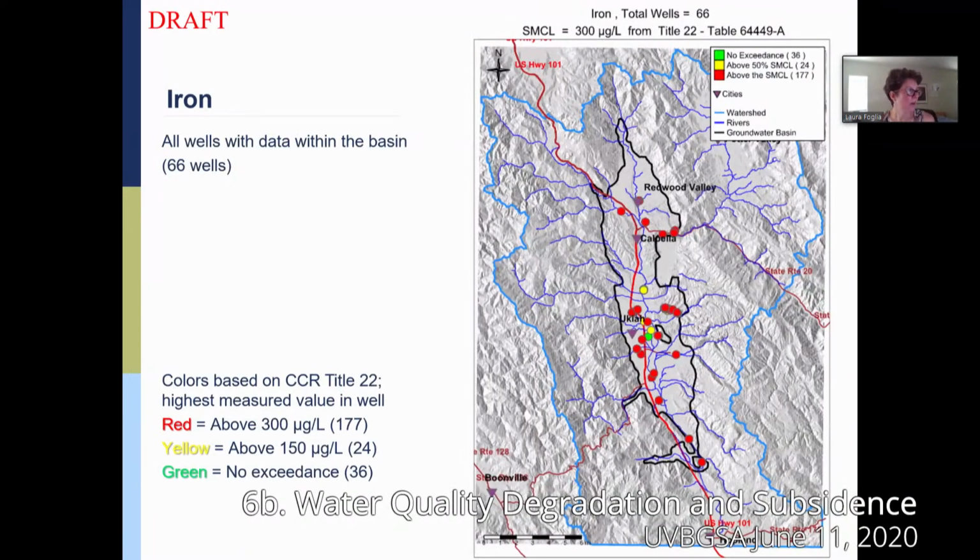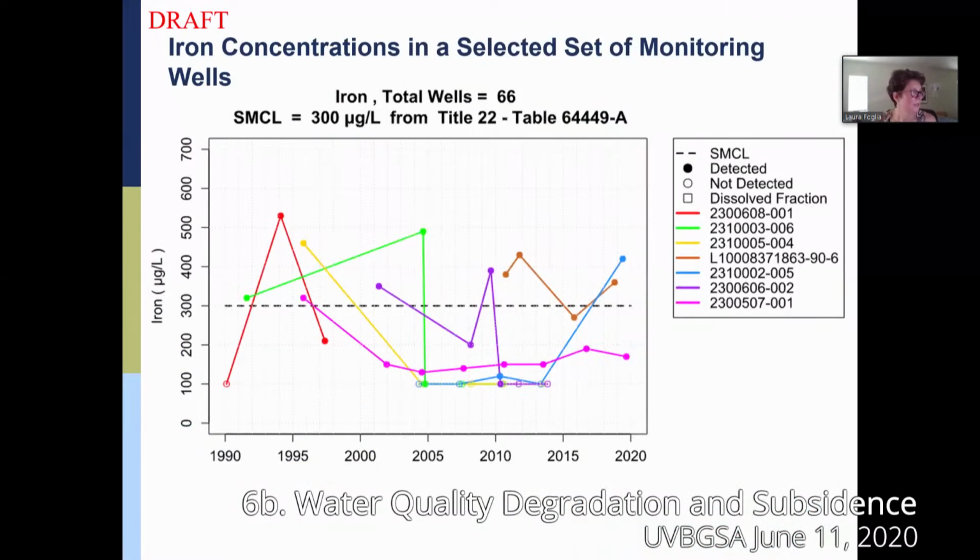And then when we look at iron, we have more wells over the 30-year period that seem to go over the SMCL, so the limit. And here is how it looks. But again, there is no general increasing trend. So the suggestion was we probably just need to monitor it because it might be interesting.